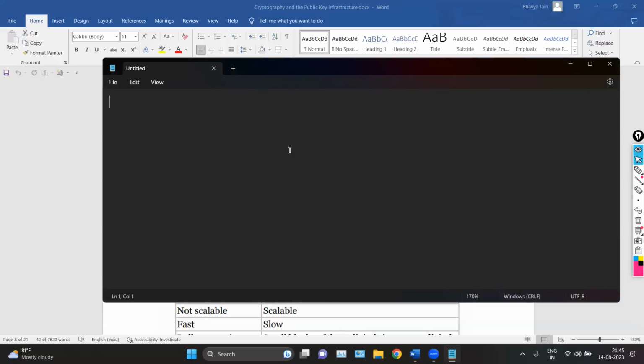So first, let's say I am sending "hi". The sender is sending "hi". The sender first encrypts this "hi" using the symmetric key, which means the same key. Now I also have to access the same key for decrypting this real "hi" message. So this "hi" is the real message.